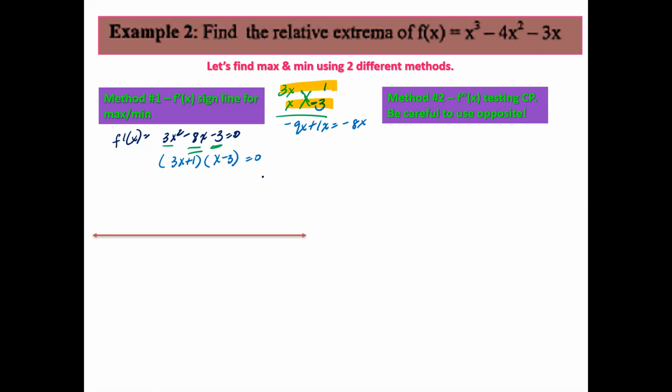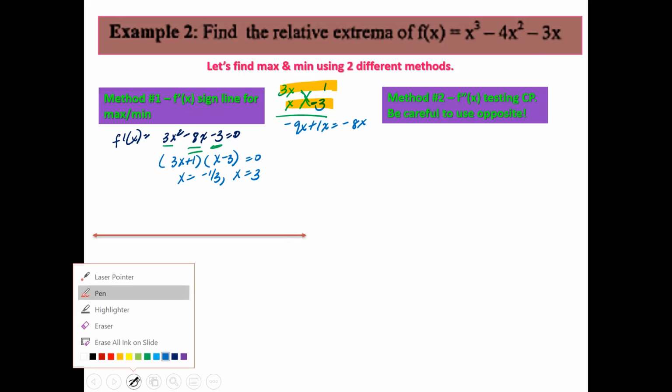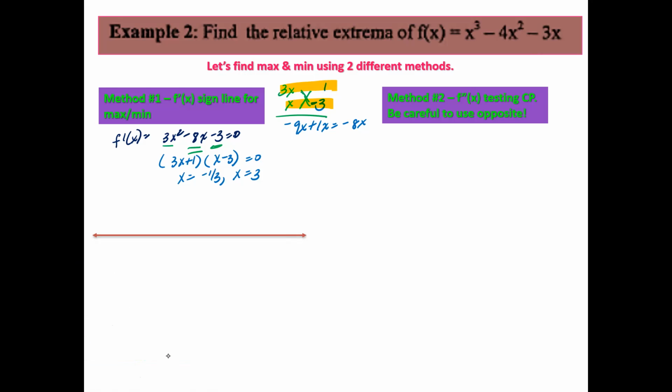Once I have this, I want to solve for x. My first x is a negative 1/3. Second x is a positive 3. That is going to be my critical point. Then with that, I'm going to test it to see what the concavity is. If I were to test the critical points, I will go ahead and put them on a sign line. So negative 0.33 is a negative 1/3, and then I have a positive 3.